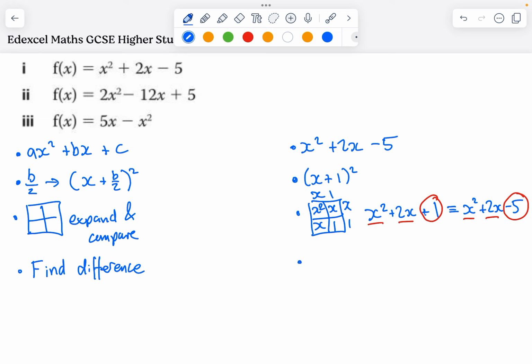Okay, so the difference is I've got to take off 6. So that means to complete the square, I have x plus 1 squared minus 6. And that is equivalent to my original equation, but in the completed the square form. And that means, remember this, I flip my sign, and that gives me the x, and this gives me the y of the minimum or the maximum point. Now here, because x squared is positive, it's going to be a minimum.